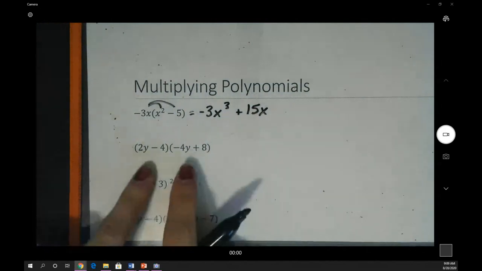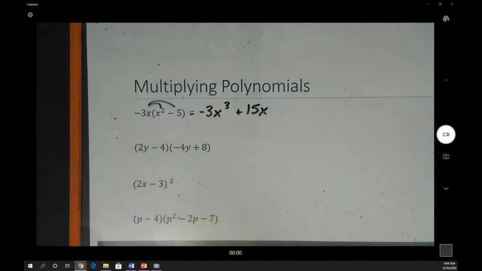In the next one, I'm multiplying two binomials. They're binomials because they have two terms each. I can do this one of two ways. I can think of it as distributing, which is totally fine, or I can FOIL, if that's something that you're familiar with. Either way, we're going to be multiplying the same way, so it doesn't matter which way you think of it.